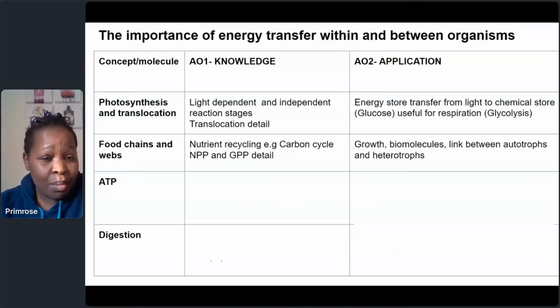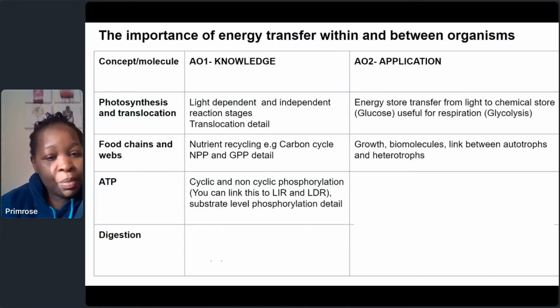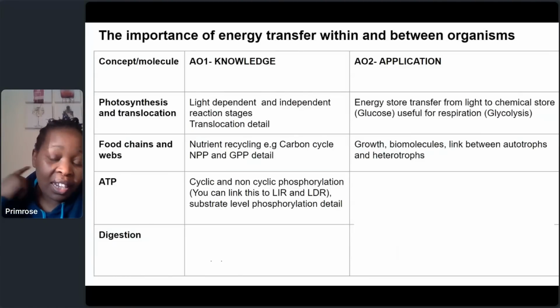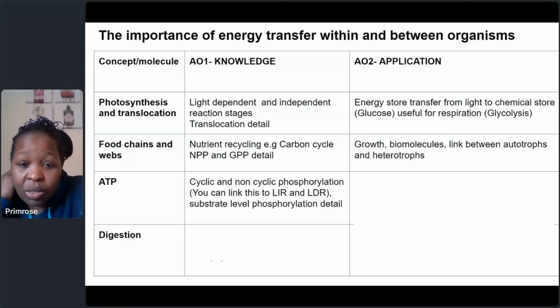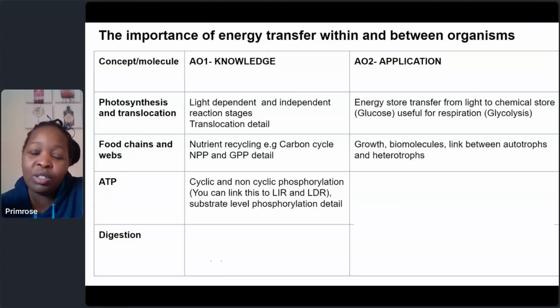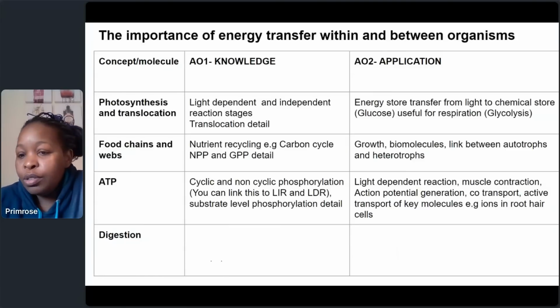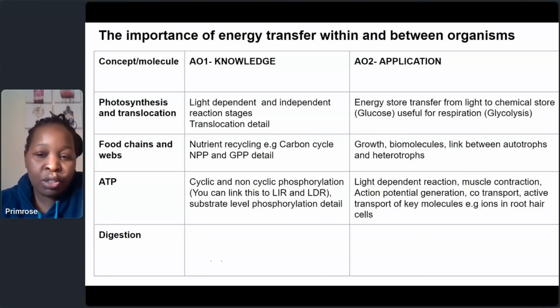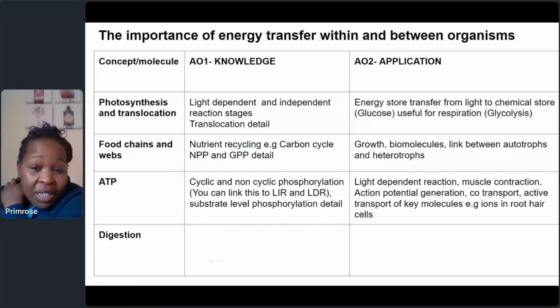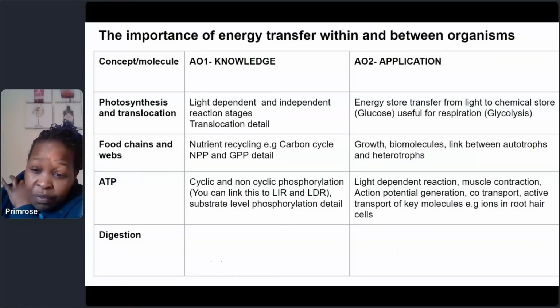Then obviously, like I mentioned, using ATP as our currency is really, really important, and mentioning how that energy transfer occurs by talking about cyclic and non-cyclic phosphorylation, but also substrate level phosphorylation detail, which links into respiration as well, and why that's important, and all the different reactions that rely on ATP and the energy locked in ATP for them to occur. So you could talk about action potential, and where active transport is being used in the presynaptic bulb to then allow an influx of calcium.